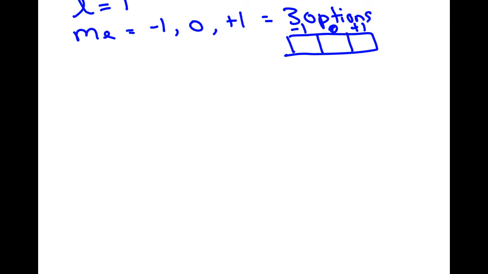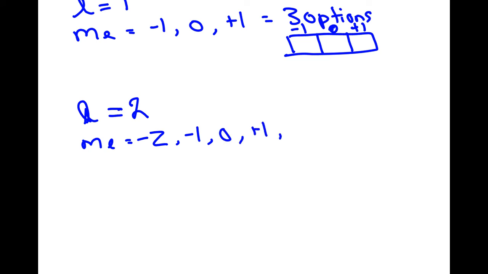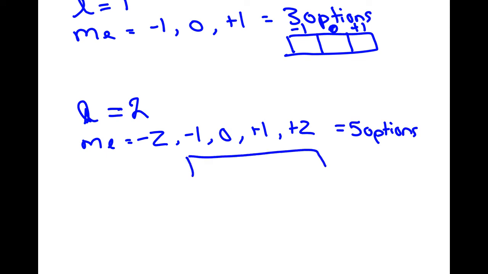Now, if L is 2, then ml can equal -2, -1, 0, +1, and +2. That's 5 options, which means there's going to be 5 orbitals, and that's why we draw 5 boxes, and so on and so forth. We'll do the last one as well.